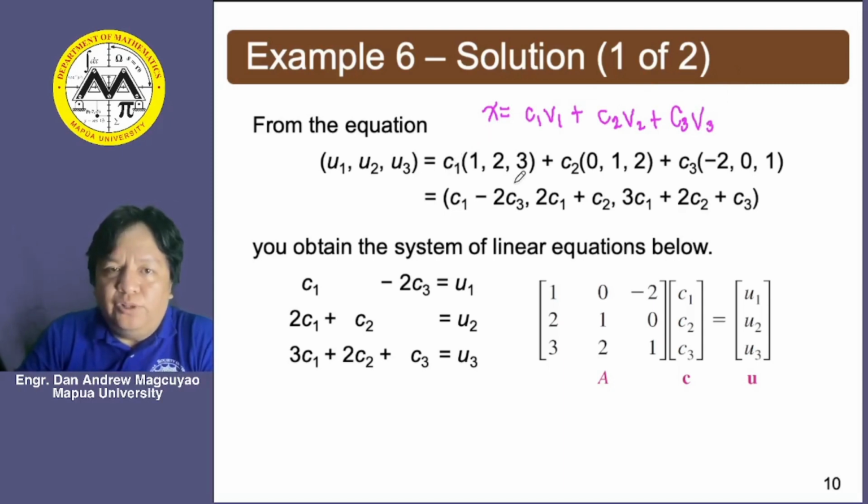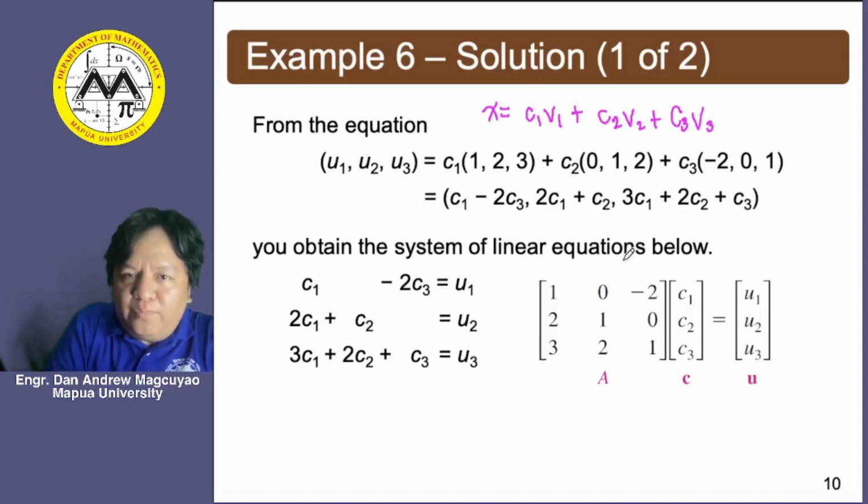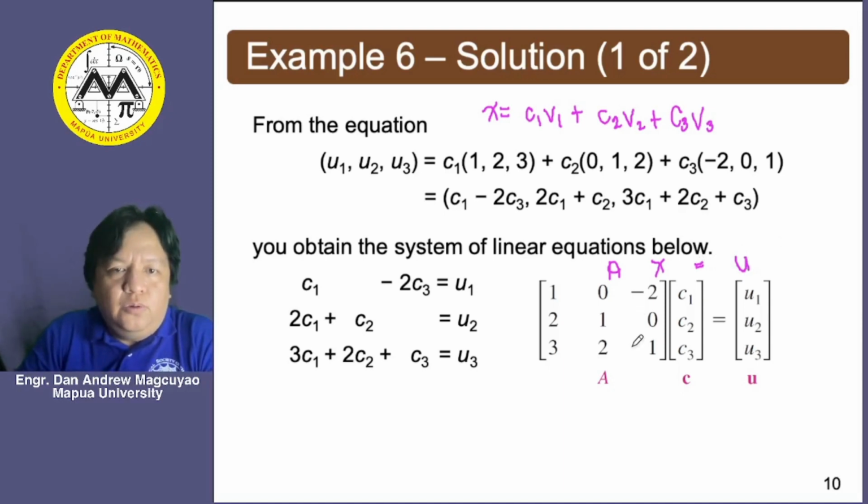So you have C1 multiplied to the first vector plus C2 multiplied to the second vector plus C3 multiplied to the third vector. So that would be C1 minus 2C3, 2C1 plus C2 plus 0C3, 3C1 plus 2C2 plus C3. So this would form your augmented matrix A, and then the unknown vector x equal to u. We can solve this using Gaussian elimination or Gauss-Jordan elimination.